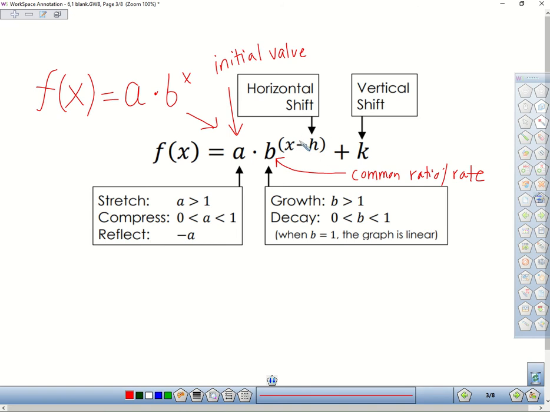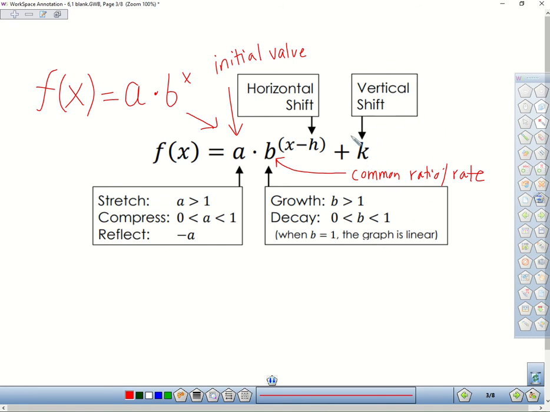Now, the horizontal shift, you can indicate a horizontal shift because it's going to be subtracted or added from x. Now, if it's subtracted, it's going to the right. If it's added, it's going to the left. So it's always the opposite sign, okay? And I forgot to mention, if your b value is greater than 1, that means you have exponential growth. This function's going up. And if it's between 0 and 1, like a fraction, it's going to be decay, going down.